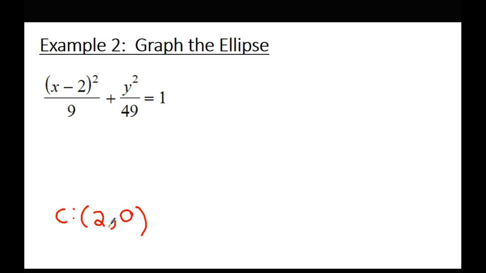If I take this number, the 9, and I square root it, that's going to give me 3. And that number is going to tell me how far to go to the what and what? Because it's underneath the x value, the number underneath the x value tells you how far to go left and right after you take the square root of it. And the number underneath the y value, if you take the square root of that, will tell you how far to go up and down from the center.